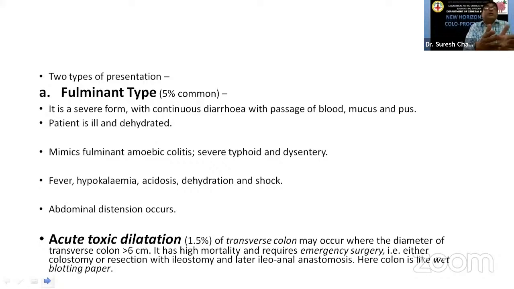Now there are 2 types of presentation: acute, that is the fulminant type, and second is chronic. The fulminant type is the most dangerous. The surgeon should be ready to deal with it and treat it vigorously. It is a severe form with continuous diarrhea and passage of blood. It is very frank blood, not like coffee colored or cherry colored blood, because it is frank blood coming from the rectum and colon itself. There is mucus and pus, the patient is ill and dehydrated, the tongue is coated, and sometimes you can have hypotension. Patients sometimes land up in shock. It mimics fulminant amoebic colitis, severe typhoid, and dysentery.